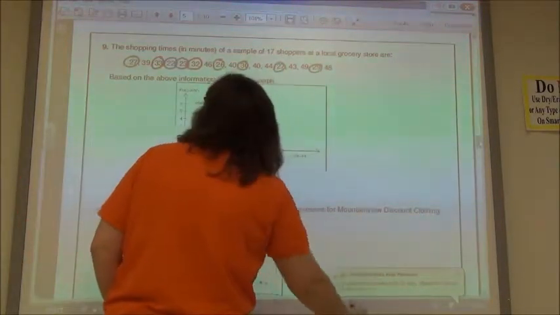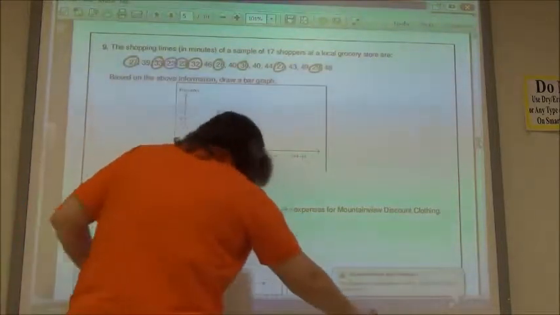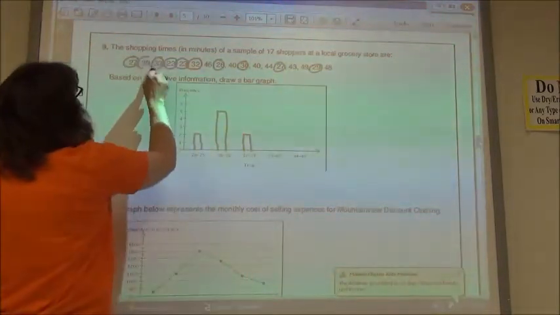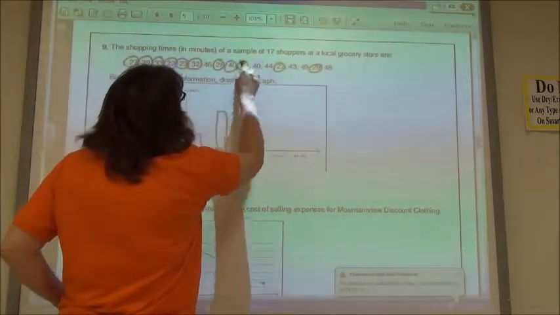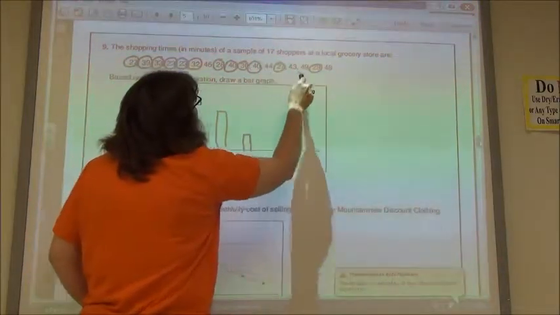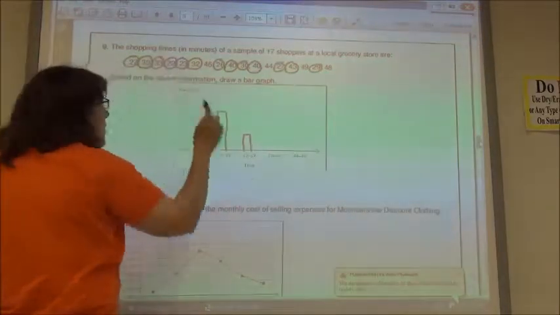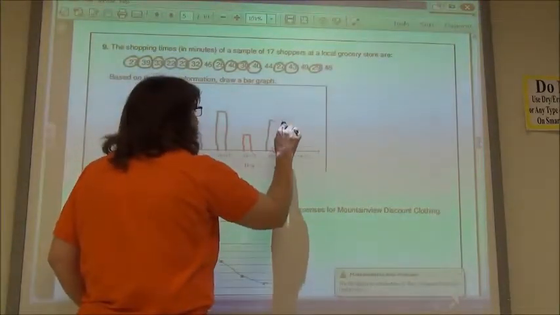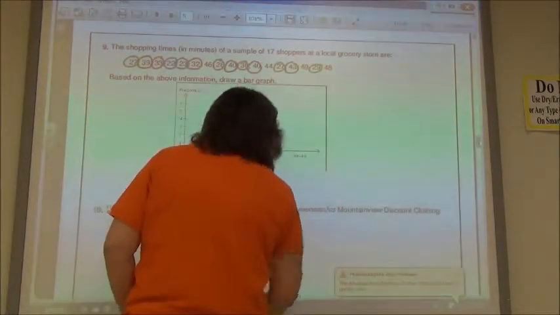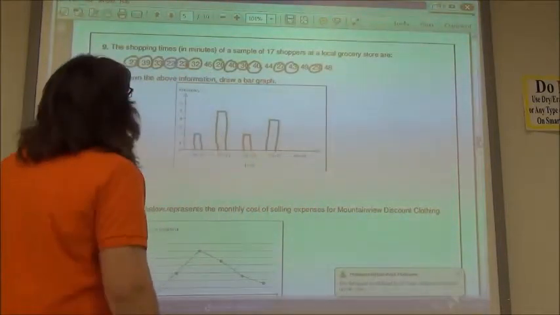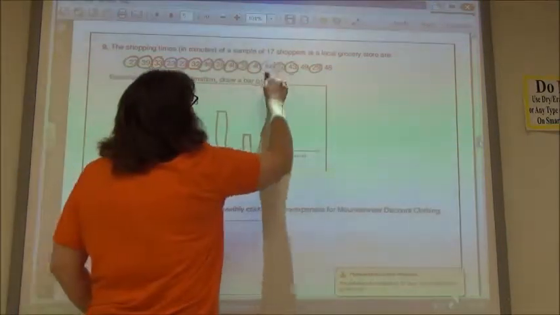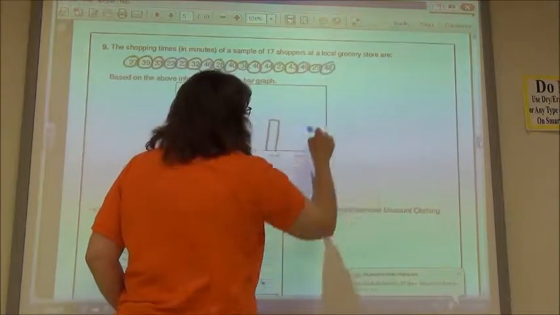38 to 43. Whoops, I'll go to black here. 38, so 39, to 43. So 40 and 40 and 43. 1, 2, 3, 4. And then the last group, we're going from 44 to 49. So 46, 44, 49, and 48, we have 4.